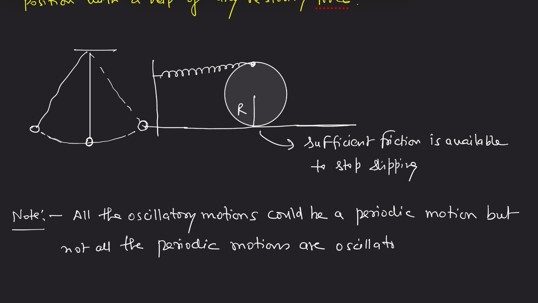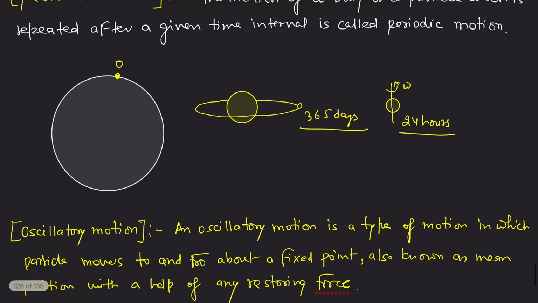Because if we talk about the earth revolving around the sun, there is no mean position of the earth where it is trying to come back, and there is no restoring force acting on the earth which is trying to bring this body back to this position. So this is not an oscillatory motion. It is simply a periodic motion.